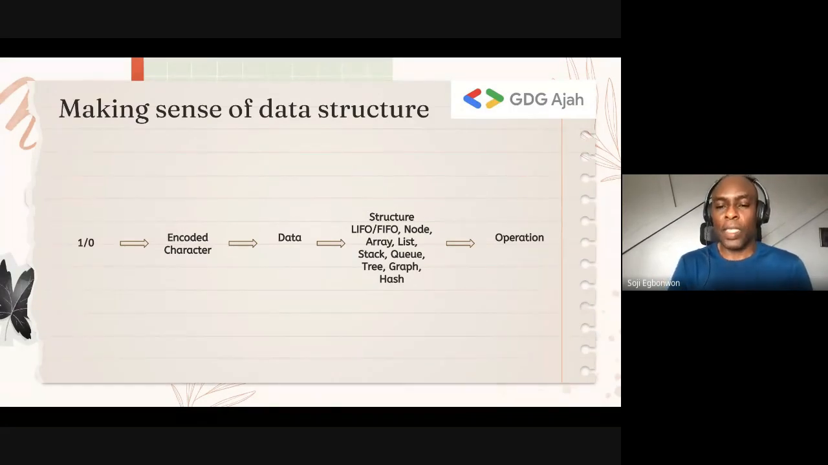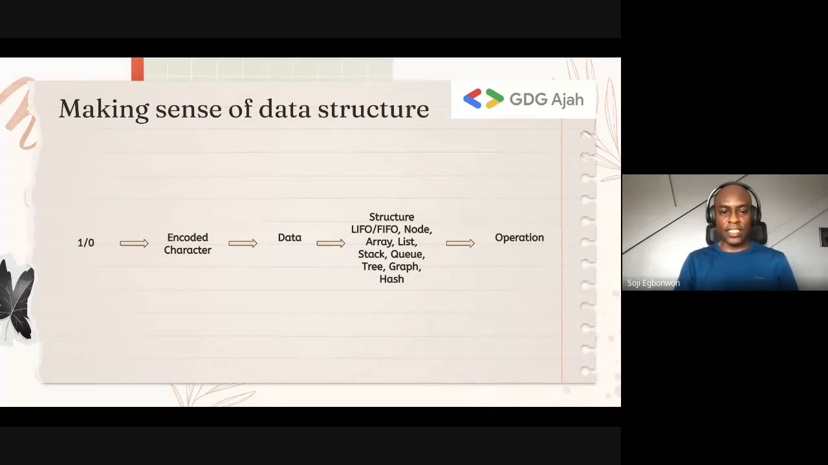Then that data is organized, formatted, structured in a certain way. So at some point you are thinking about concepts like node, array, list, stack, queue, tree, graph, hash, a kind of structure. And based on how you have organized this data, your data is amenable, that is, it is open or much more efficient for certain operations. This is high level. I don't know if this makes sense to everybody.